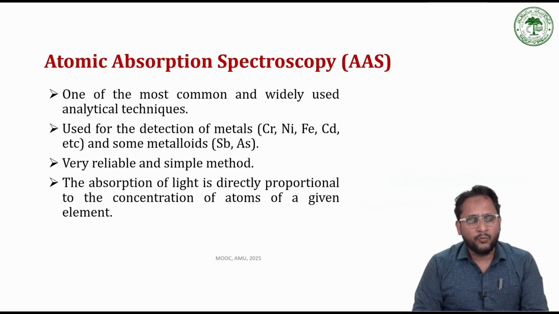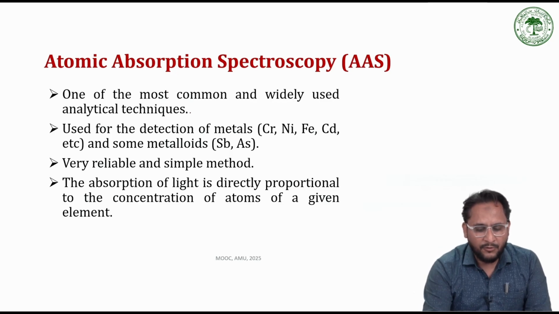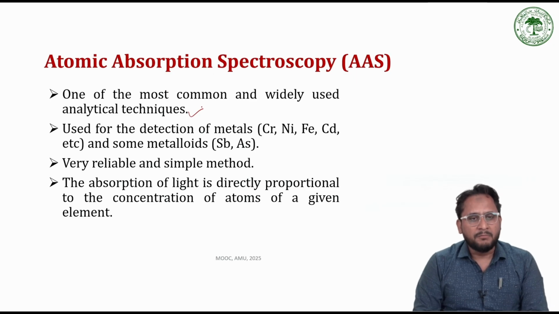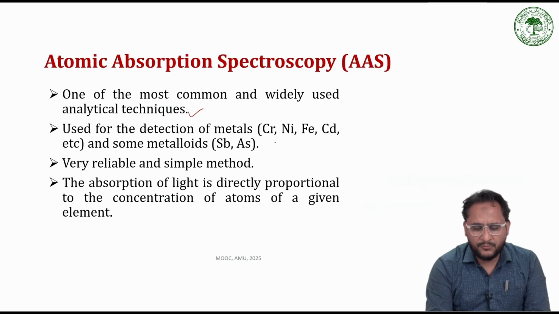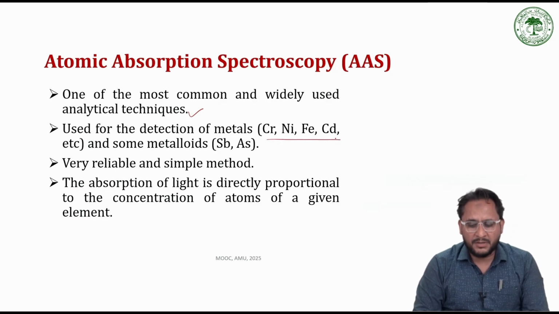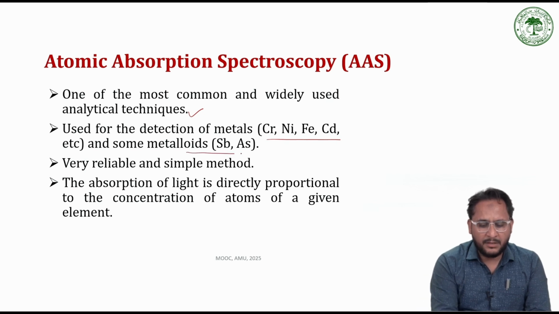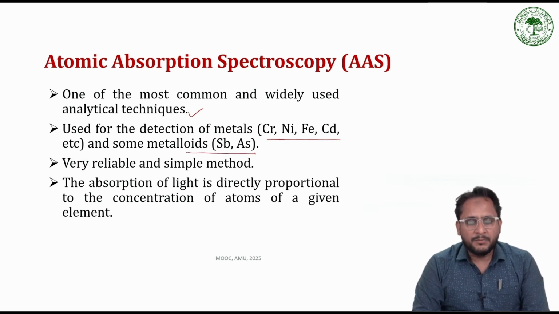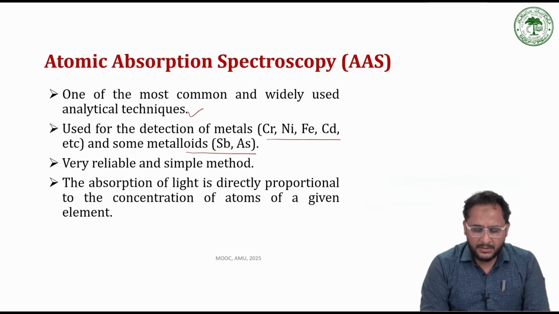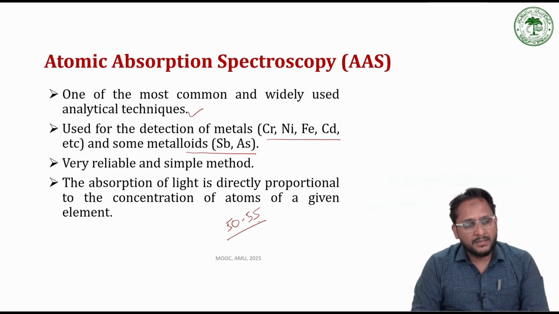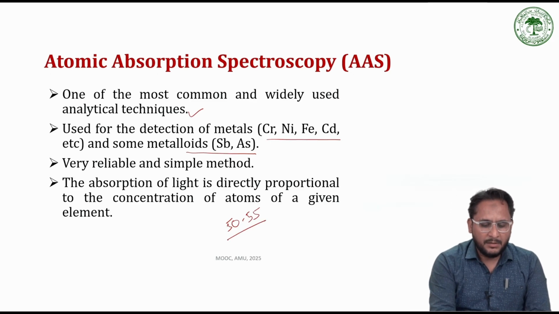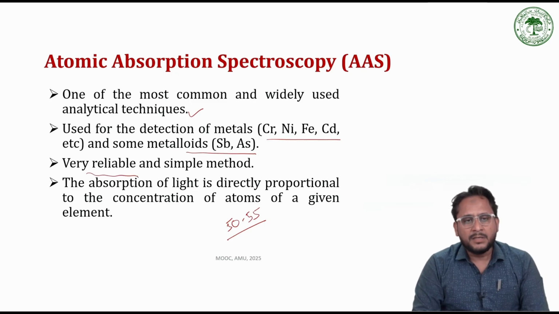It is one of the most widely used and simple methods for analysis of metals present in aqueous media. Specifically, it is used for metals like chromium, nickel, meaning the transition metals, alkali metals, alkaline earth metals, and even for some metalloids. In the periodic table, around 50 to 55 elements can be analyzed by atomic absorption spectroscopy. As I said, it is one of the simplest methods, but it is also quite reliable, so it is widely used.